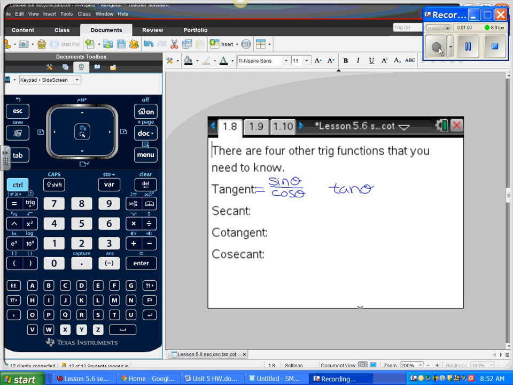All right, so secant is the reciprocal of cosine. So secant you're going to see is 1 over cosine of theta. Okay, it's the reciprocal of cosine. The way you'll see that written is SEC.